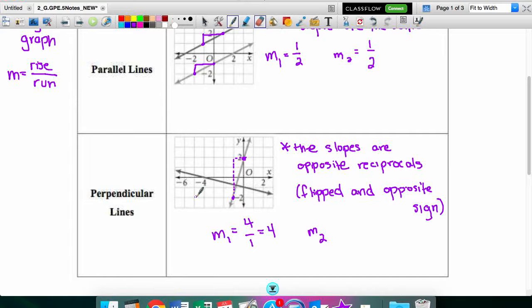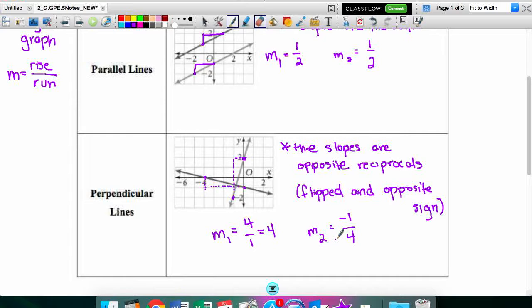For our second slope, we'll identify 2 points yet again. So suppose I identify these 2 points. My rise is actually -1, and my run is over 4. So my slope is -1 over 4. If you take a look at these two numbers, and actually if you look at 4 written as 4 over 1, it's easier to see, you can see the flipped and opposite signs. 4 over 1 flip becomes 1 over 4, and the opposite signs means that one's positive and one's negative. This means that the two lines are perpendicular.